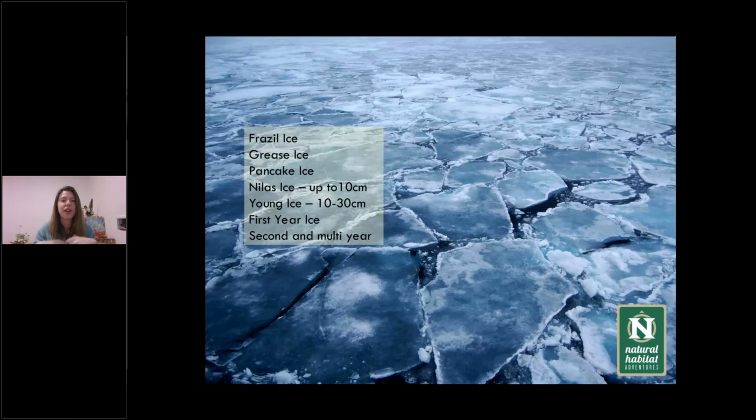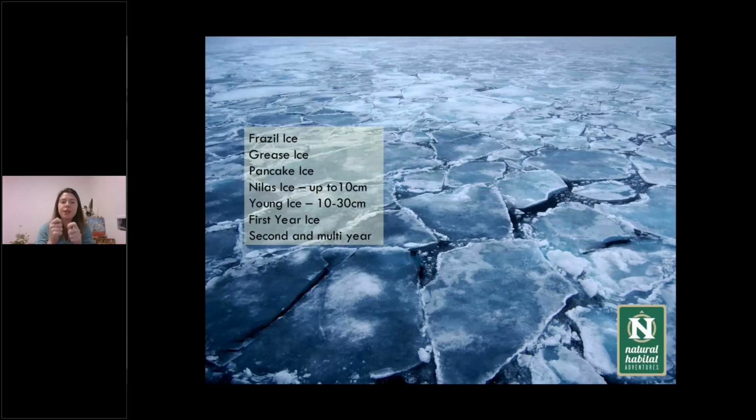And then this nilas ice will then grow up to be young ice, and that young ice is between 10 and 30 centimeters, about 4 to 12 inches. And then that young ice, as it thickens, then it becomes our first year ice. Our first year ice then extends obviously into our second and our multi-year ice, if it lasts that long.